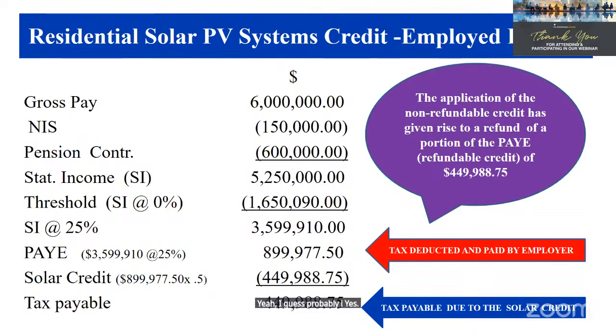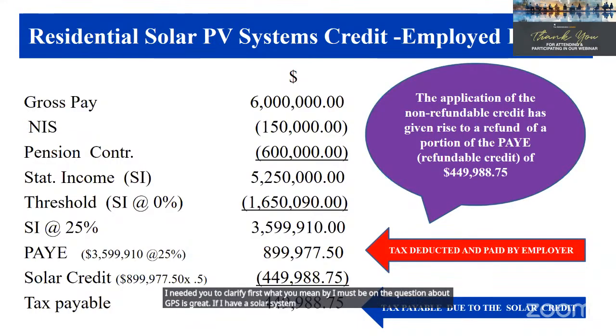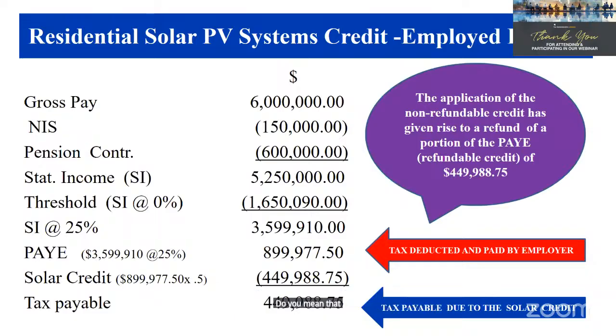We'll take Cassandra Nicholson. Cassandra? Oh, okay. Hi, good morning. So I have two questions. I'll keep it very short. I needed you to clarify first, what do you mean by I must be on JPS's grid? If I have a solar system, I must be on JPS. Do you mean that the solar must be grid tied, i.e., that my solar must be feeding electricity back into JPS, or that my house is actually registered on JPS, receiving electricity from JPS and paying a JPS bill?